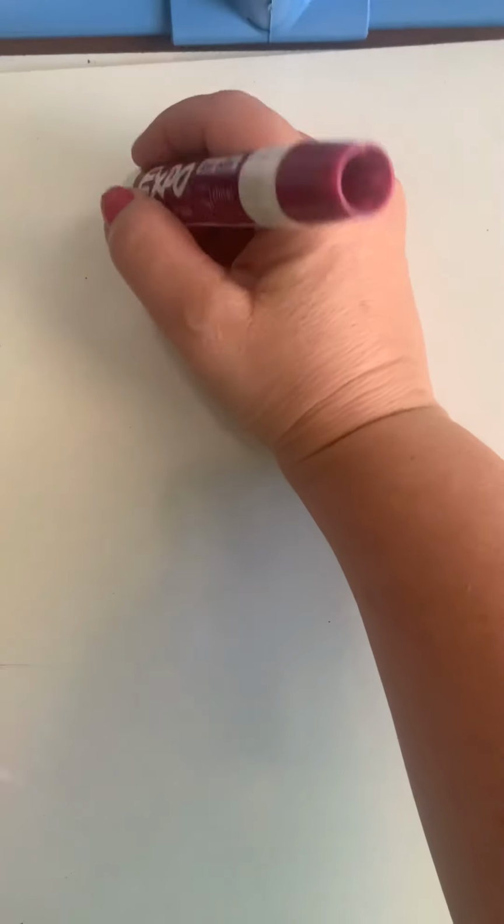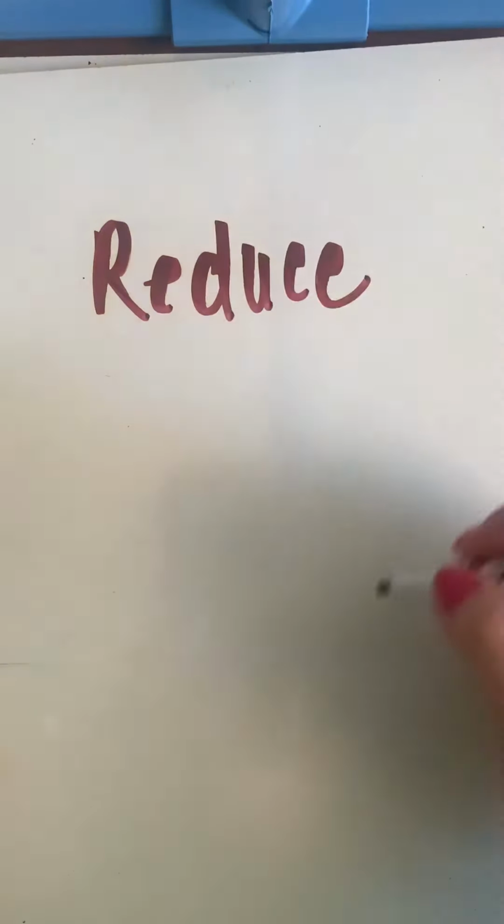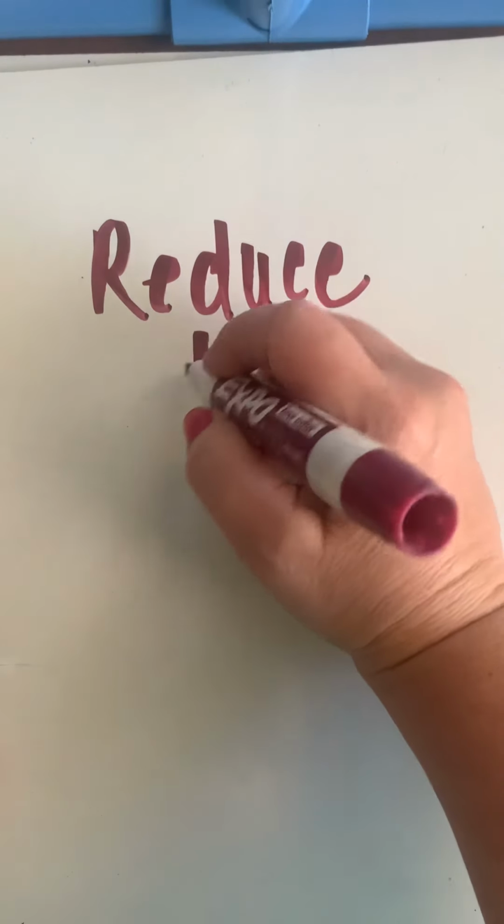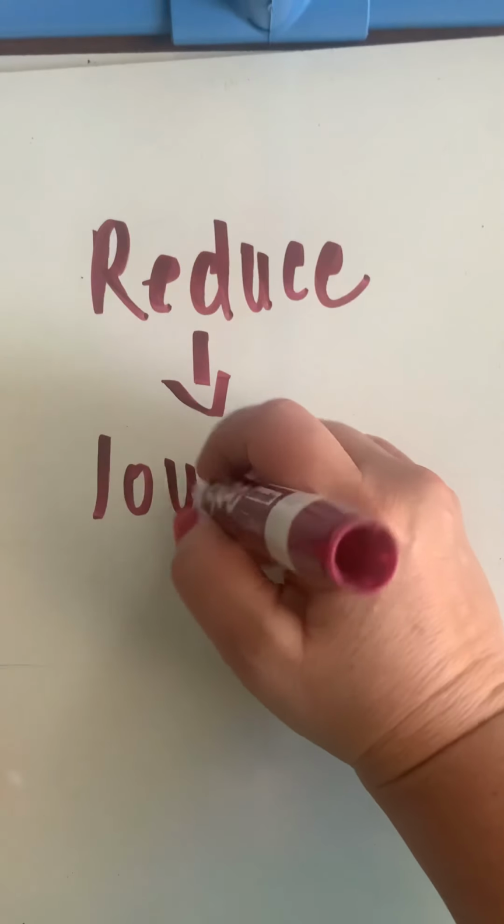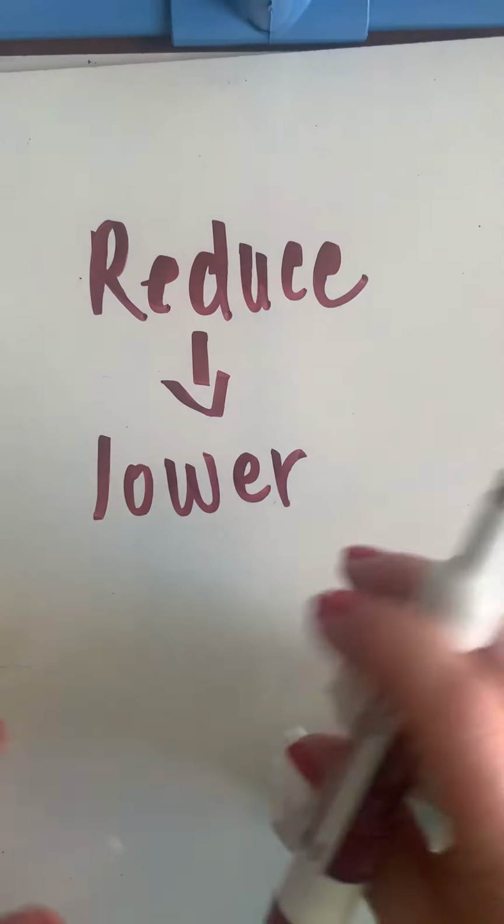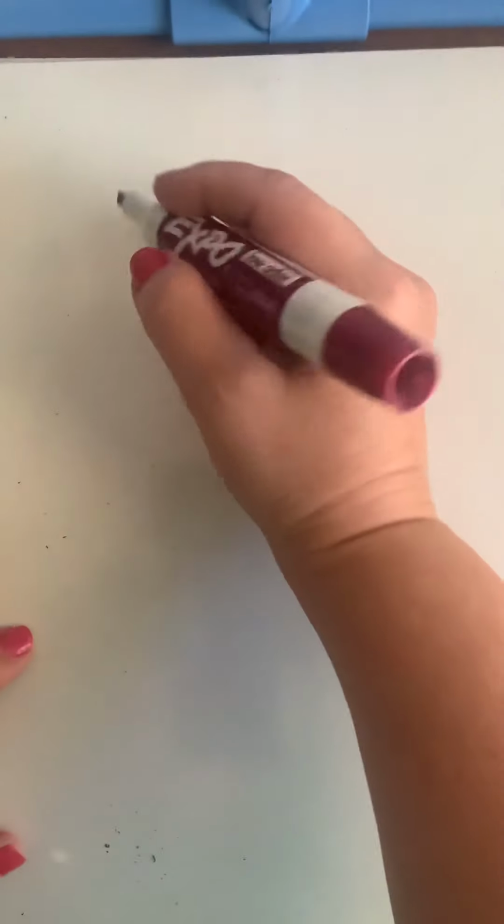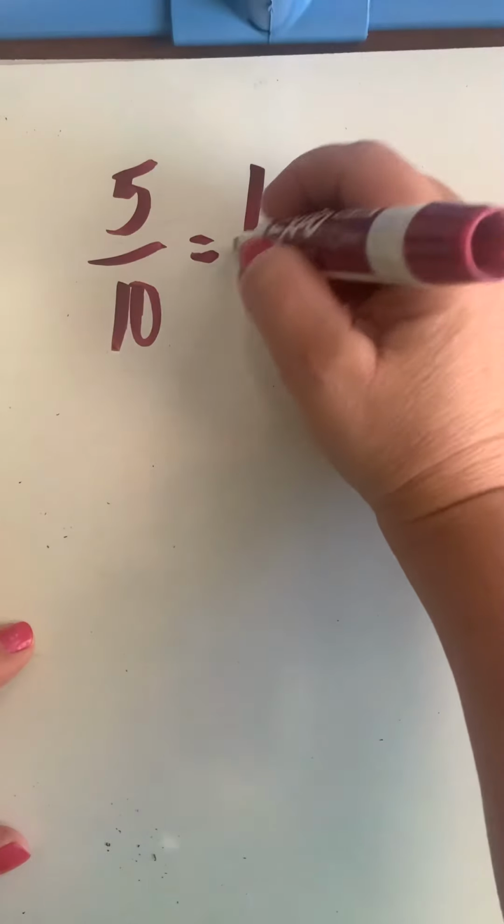So we're going to go back and start learning how to reduce fractions. If we reduce something, we always know that reduce means to lower. If I need to reduce the number of fish I have in my tank, that means I need to get rid of some of the fish. And since we know reduce means to lower, that's what we're going to do with fractions, because we've been talking about equal fractions, and we know that 5/10 is equal to a half.